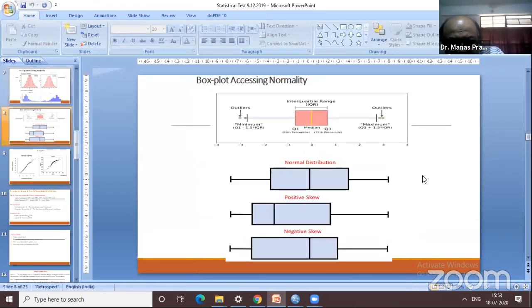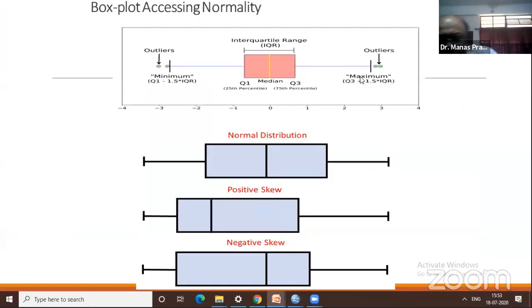Okay, then we have another plot. This is a very famous plot, called the box plot. This plot gives us a lot of information. So this is actually the box, and this yellow line is the median. If I arrange my data in ascending order, suppose this is my data range, from here to here is my data.